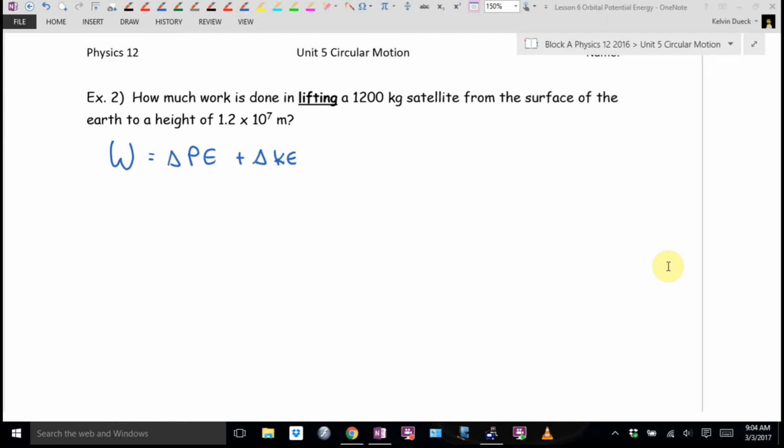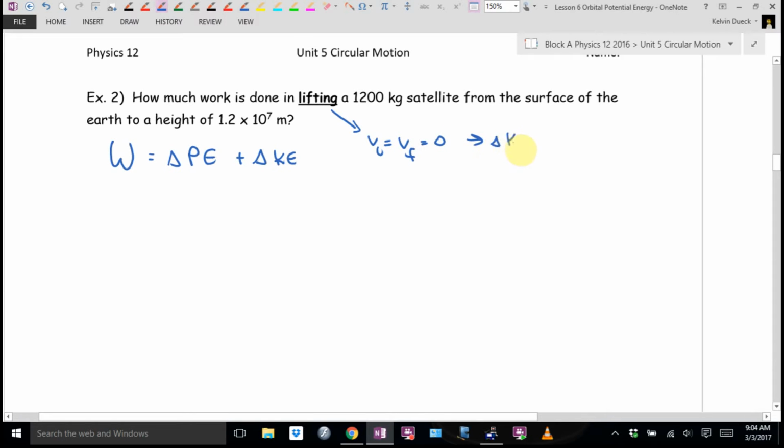In other words, if we're lifting, VI and VF are all 0. So the change in KE is 0. A bit later in this lesson, we'll ask how much to put it in orbit. To put it in orbit, you have to lift it up. That's this equation here. But then you have to give it some kinetic energy, the sideways velocity. How do you calculate kinetic energy?